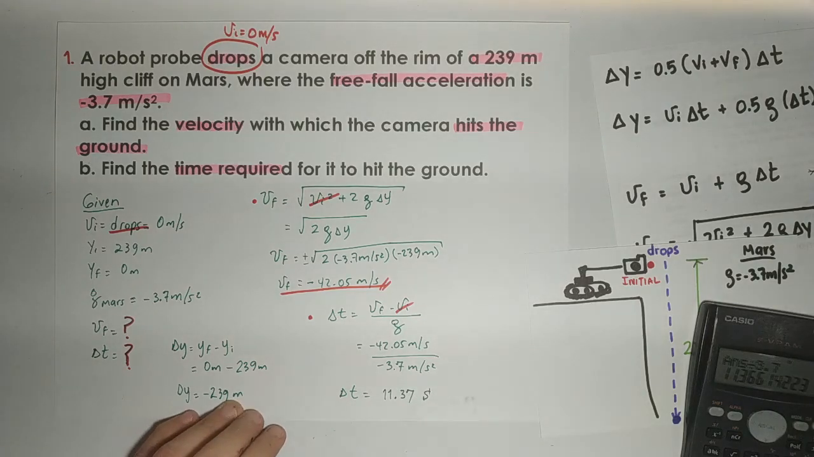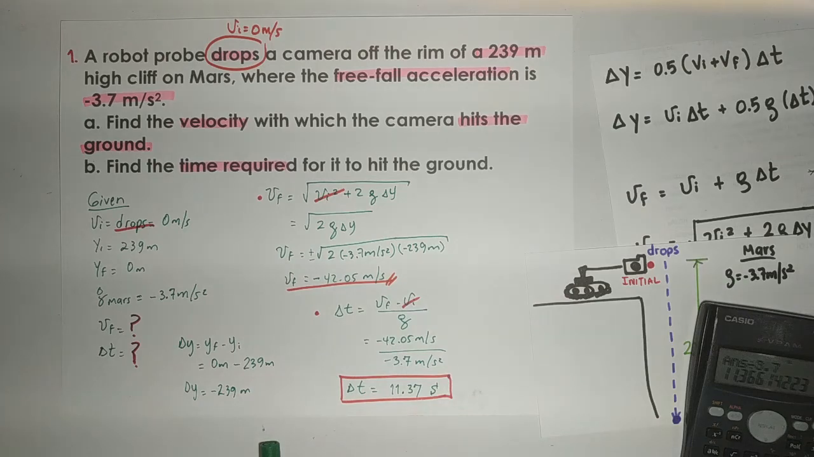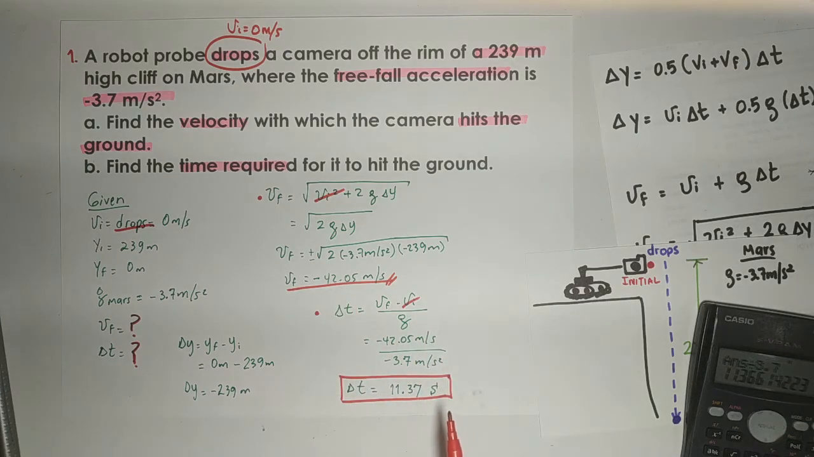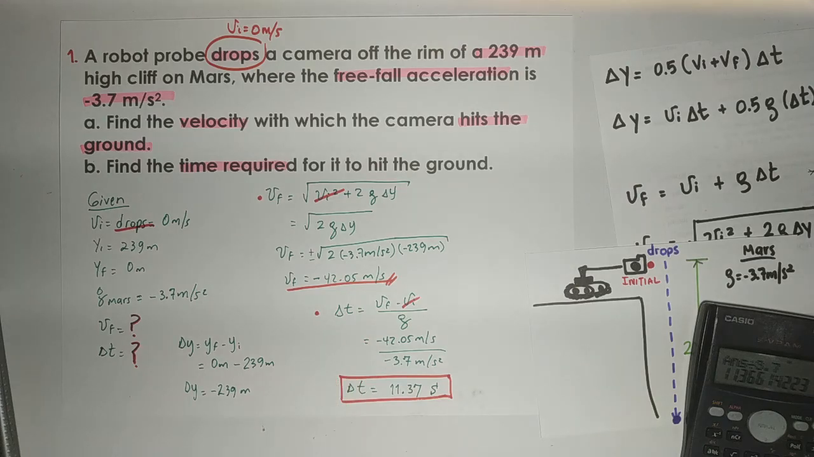What does it mean? In seconds, of course. What does it really mean? That right from the moment the robot dropped the camera, it took more than 11 seconds for the camera to hit the ground. So that's what it really means. And at what velocity? 42 meters per second. That's pretty fast. If you do the conversion to kilometers per hour or miles per hour, you'll see that this is a really high velocity, 42 meters per second.